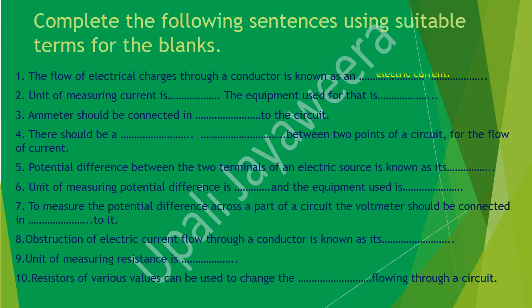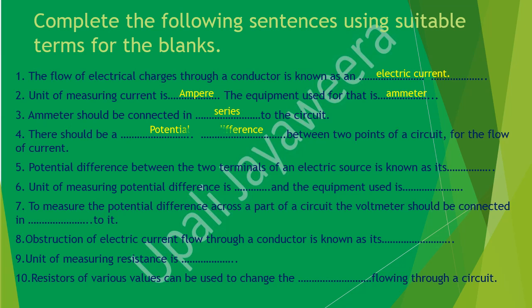The flow of electrical charges through a conductor is known as electric current. Number 2. Unit of measuring current is ampere. The equipment used for that is ammeter. Number 3. Ammeter should be connected in series to the circuit.